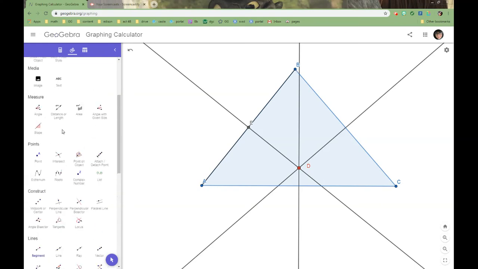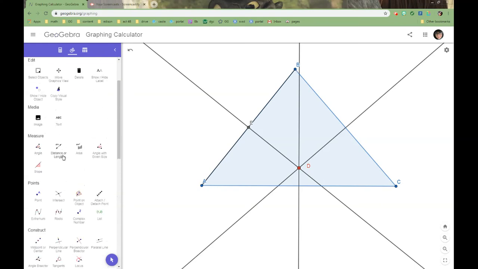So now I'm going to go up to the measure menu and choose distance or length and click on each of those line segments. And you can see both times that I clicked on it, it came up with the same exact number.